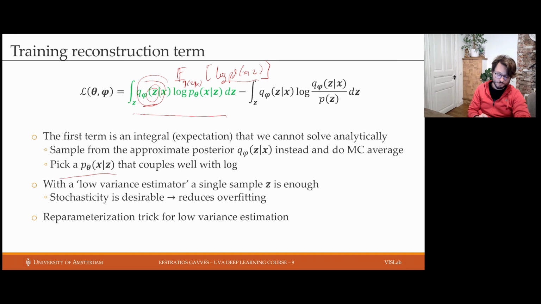But in that case, you have to make sure that your conditional likelihood couples well with the logarithm. If our estimator for the sample average in this first integral is low variance, in practice a single sample of Z is enough. We don't have to sample 10 or 100 times per image. Just sampling once from our approximate posterior is going to be good enough. And of course we'll have stochasticity, but in fact, this is desirable because it adds some noise to our computations, which means that the neural network cannot overfit to particular parameters. It has to maintain a generally good solution. Now, how can we get a low variance estimator? We can rely on the reparameterization trick for low variance estimation, as we'll see in the follow-up sub-lecture.